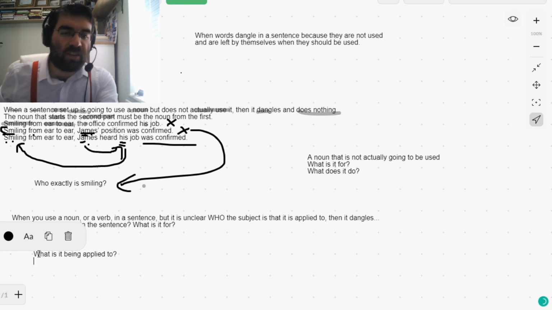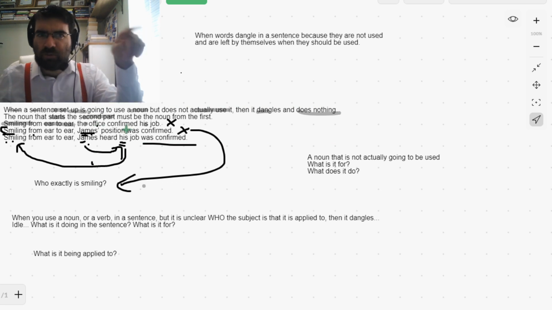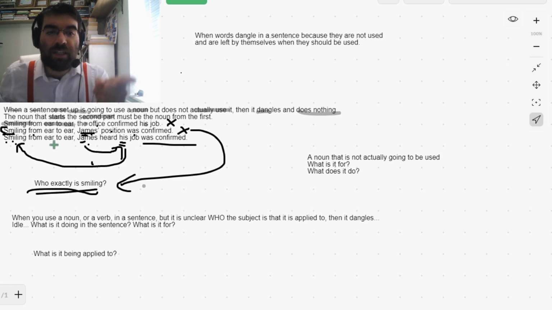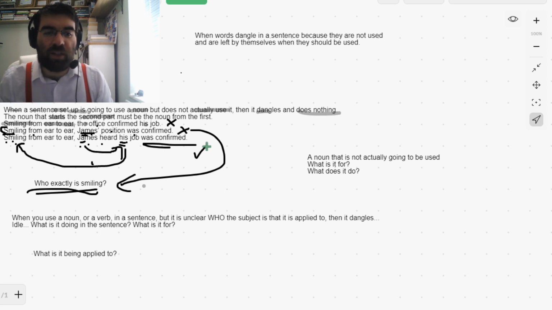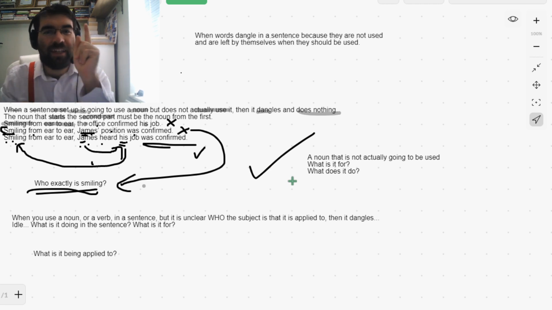Applied to. So smiling from ear to ear. Okay, who? The office. The office was smiling? Okay, not quite. Smiling from ear to ear, James's position was confirmed. Okay, so James, but who exactly is smiling? Smiling from ear to ear, James heard his job was confirmed. His. We know exactly who the participle is applied to. How cool is that, language explorers? No dangling participles here. Let's keep exploring.